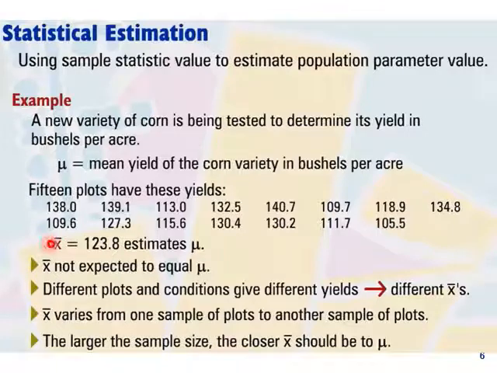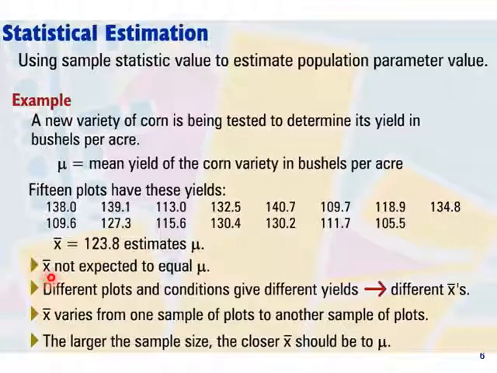And what is the mean? Its mean is 123.8, and this is estimating mu, that is the population mean. So it is telling us that the 123.8 mean is estimating the population mean.